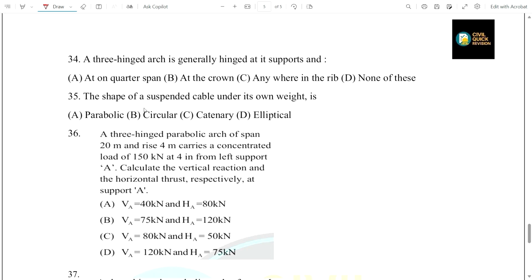Now coming to question number 34, a 3-hinge arch is generally hinged at its support, and here you can see a 3-hinge arch is generally hinged at its support.